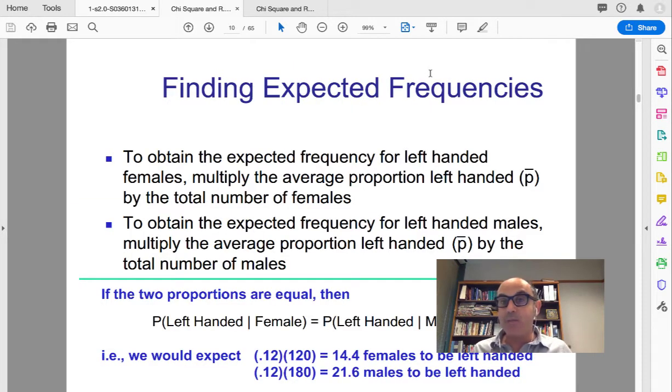Okay, so finding the expected frequency. This is something we talked about in the previous module, and that's why it's important for us to explore all the possibilities that the p-hat has allowed us to do. To obtain the expected frequency for left-handed females, multiply the average proportion of left-handed by the total number of females. To obtain the expected frequency for left-handed males, multiply the average proportion of left-handed by the total number of males. In this case, what we expected in the female is 14.4, and in the male is 21.6 with regard to left hands.